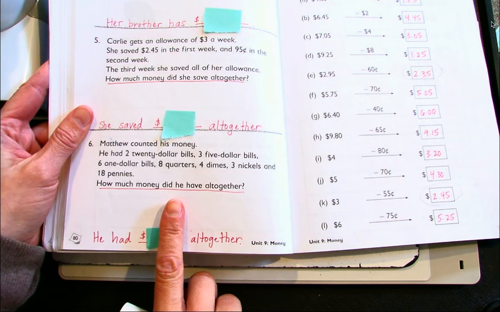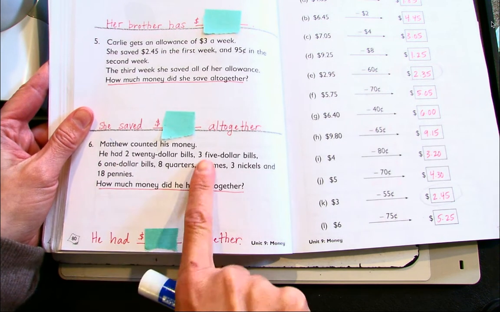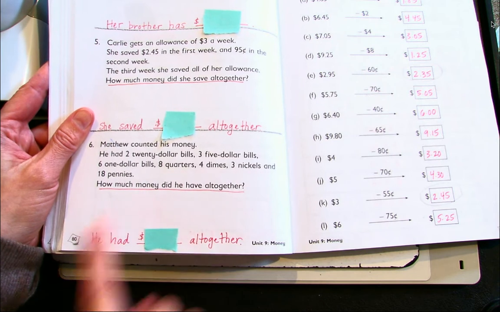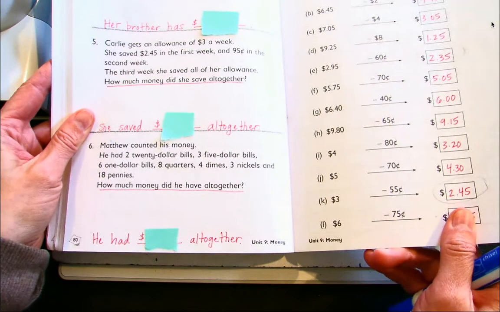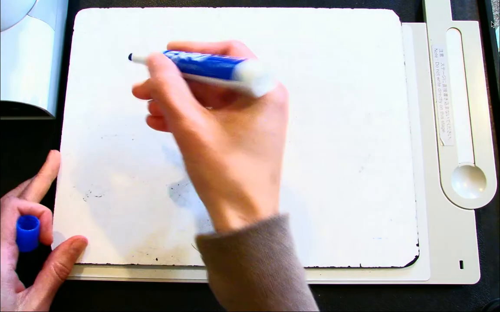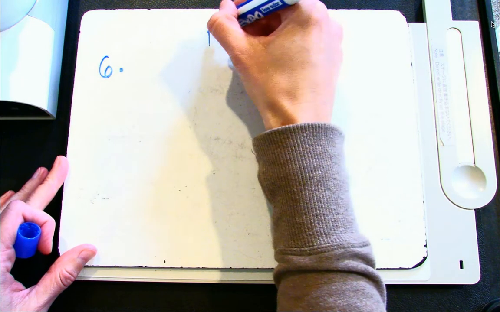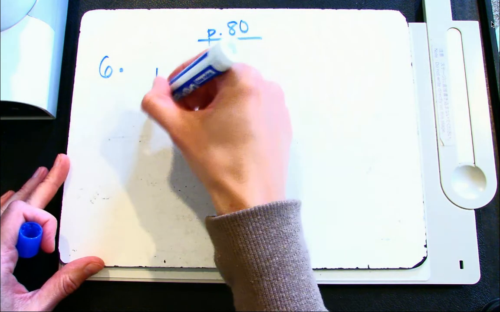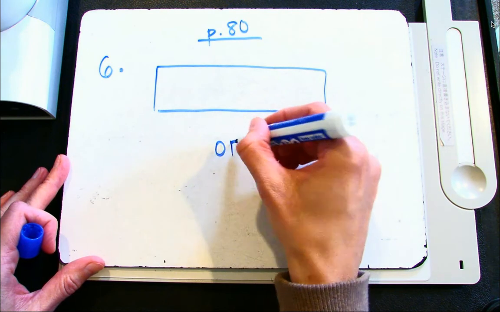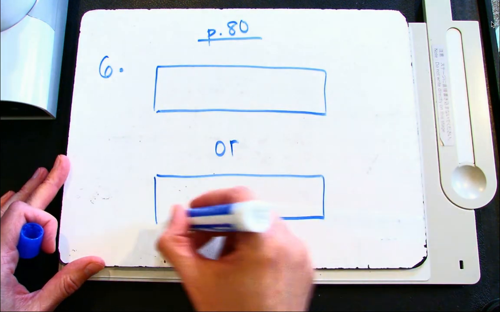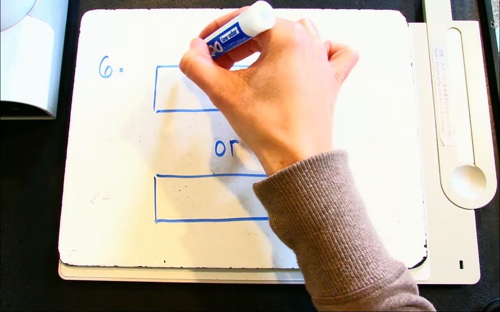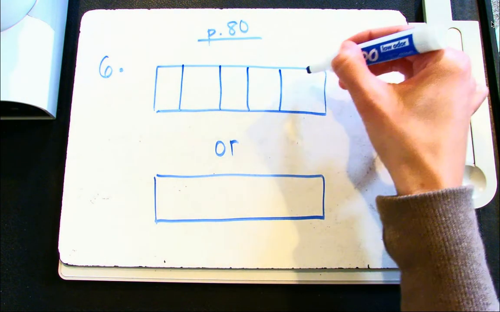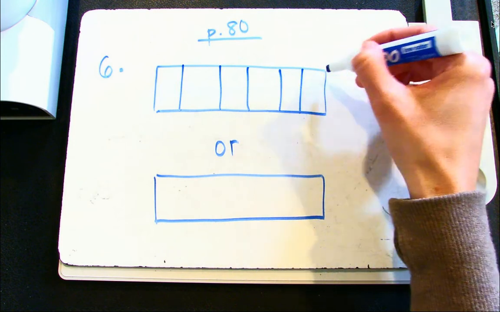So what I would recommend you do is take a look at all these different money amounts and think about what your unit bar could look like. So let me give you two options for your unit bars for number 6. All right, so this is number 6. And again, we're on page 80. Now, one way that you could make your unit bar, let me give you a couple choices here. So one choice for your unit bar, I see that he has 1, 2, 3, 4, 5, 6, 7. You could chunk it into 7 chunks. 1, 2, 3, 4, 5, 6, 7.